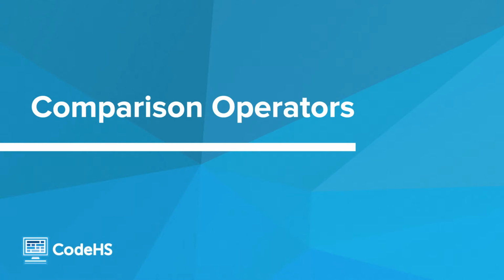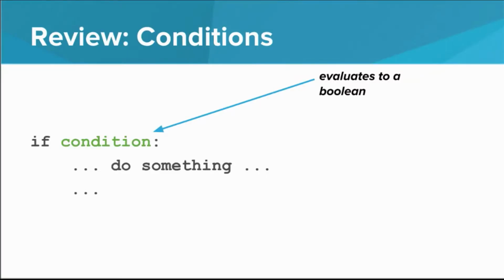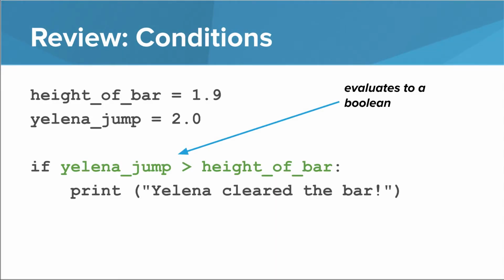Hi! In the next few videos, we're going to look at different types of Boolean expressions, or conditions, and how they can be used in if statements. In this video, you'll learn how to use comparison operators to compare two things. In the last lesson, you learned that this part of the if statement must be something that evaluates to a Boolean. Take a look at this example.